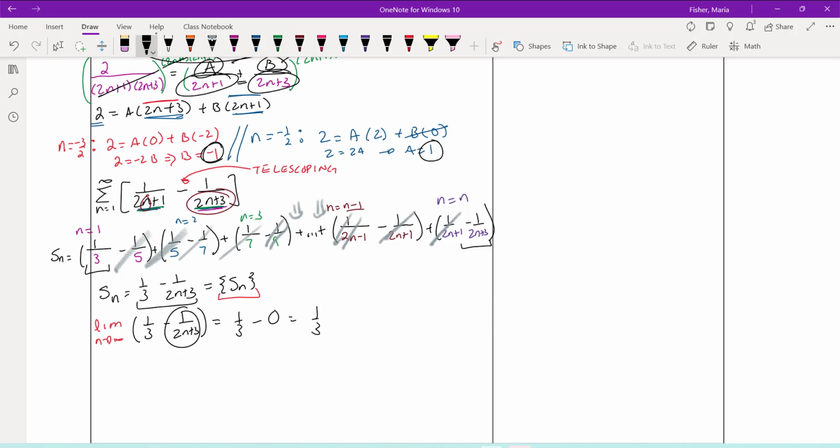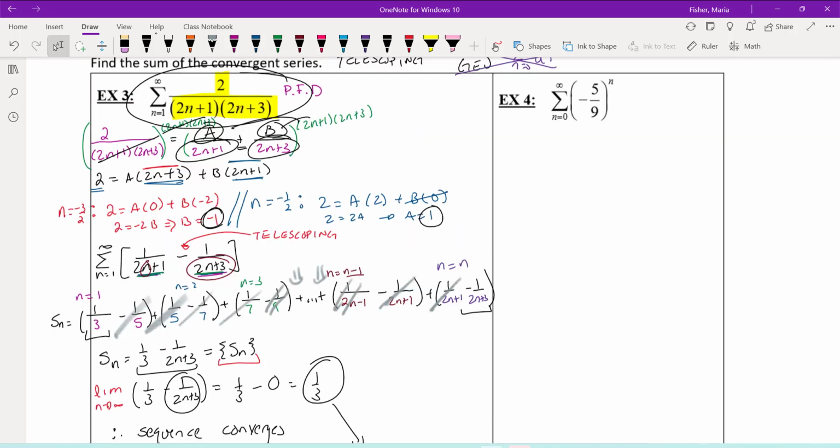Since this was a number, we knew that that meant that our sequence converges. Well, since the sequence converges, that means that the series here converges. And since the series converges, we know that our sum is equal to the limit. Our sum is equal to 1/3.